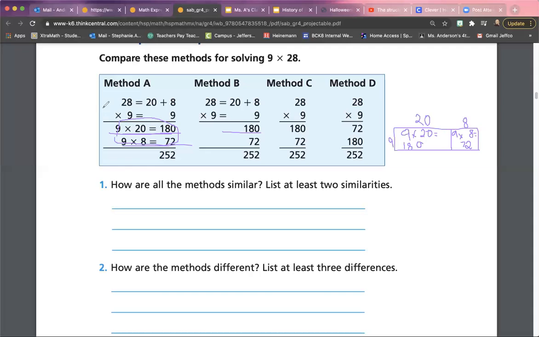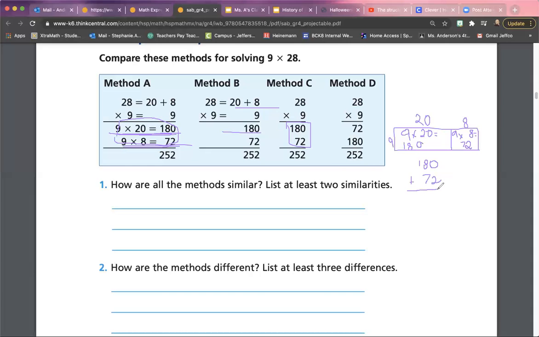Method A is pretty much the exact same thing. Has both equations written out. It's just without the rectangle. And then method B, it still has it split up into 20 and 8, just like in the area model. And then method C right here, these are your partial products, your two subtotals. So hopefully we're seeing there's a lot of ways we can do this.